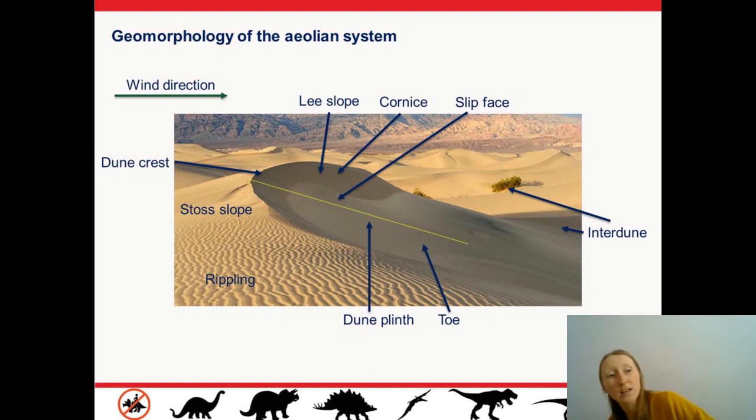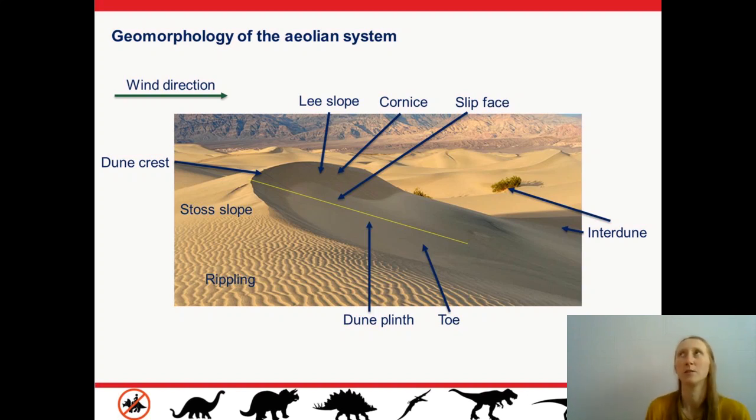Within the Stoss slope, we can clearly see on this image some really nice rippling occurring. And within the lee slope, we have lots of different terminologies that can be used. So you've got the lee slope, which is this really steep bit. Where it starts to shallow off, this is what's known as the dune plinth. The cornice is the very top section where your sand drops down from. And the toe is where your sand will deposit at the bottom. The lee slope, the cornice, the dune plinth and the toe all form the slip face. And then between each dune, we get what's known as the interdune.